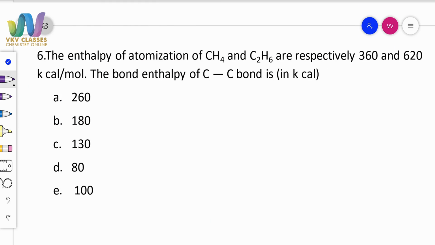The enthalpy of atomization of CH4 and C2H6 are respectively 360 and 620 kilocalories per mole. Bond enthalpy of C–C bond is in kilocalories. CH4 contains 4 C–H bonds and the total enthalpy is 360 kilocalories. So, one C–H bond will have an enthalpy of 90 kilocalories.